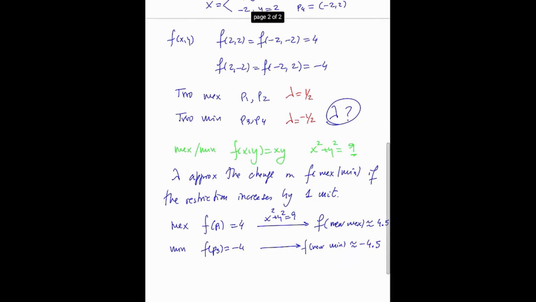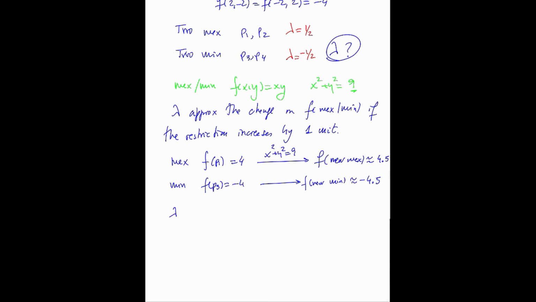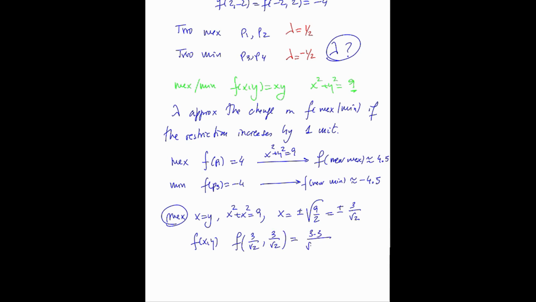If you do the computation, for the maximum we have x equals y, and doing the computations again, x squared plus x squared equals 9, from where x equals plus or minus root of 9/2, which is plus or minus 3 divided by root of 2. And the function f(x,y) will be in this case f of (3 over root 2, 3 over root 2), or both minus, it doesn't matter. That's 3 times 3 over root 2 times root 2, so 9 over 2, which is exactly 4.5. And similarly for the minimum, you can check that you get minus 4.5.